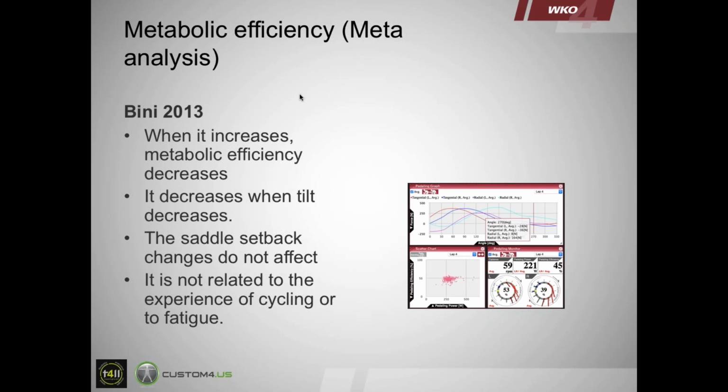Here we have the metabolic efficiency meta-analysis by Bill in 2013, and he explained that metabolic efficiency is decreased when we want to increase the mechanical efficiency. This metabolic efficiency decreases too when the field decreases. This means when the cyclist adopts a very aggressive position. The saddle setback does not affect it. It's not related to the experience of the cycling, meaning the level of cycling, the years of practice, or the fatigue. Those are the conclusions of Bill in 2013 about the different research made up to the date 2003.